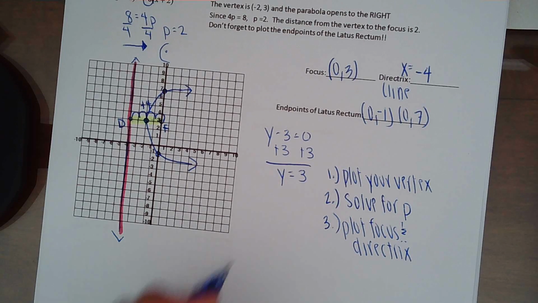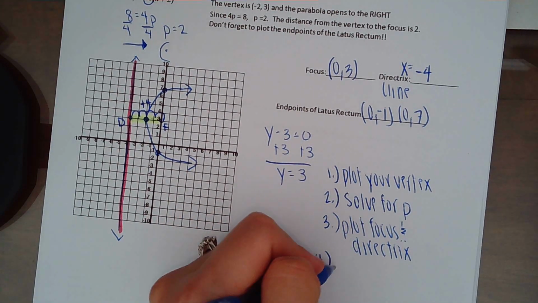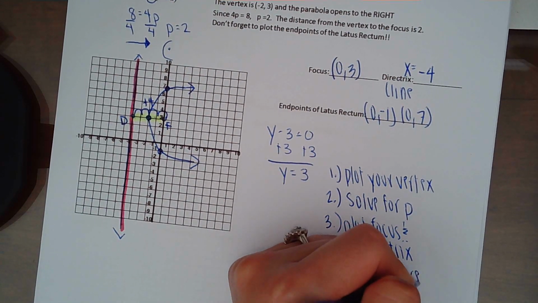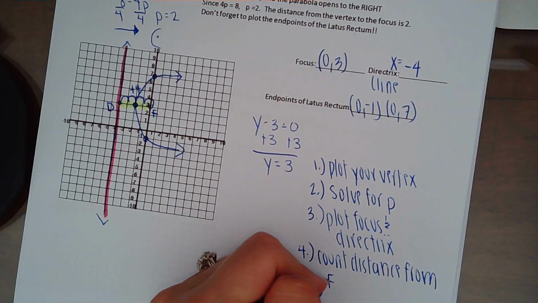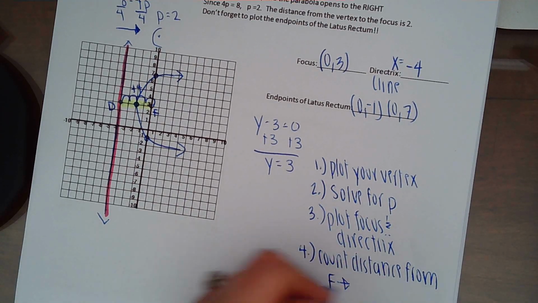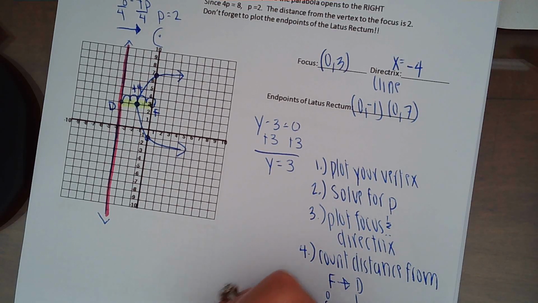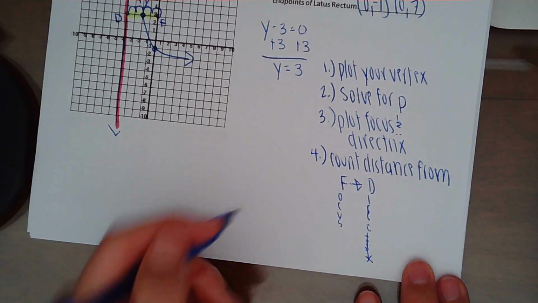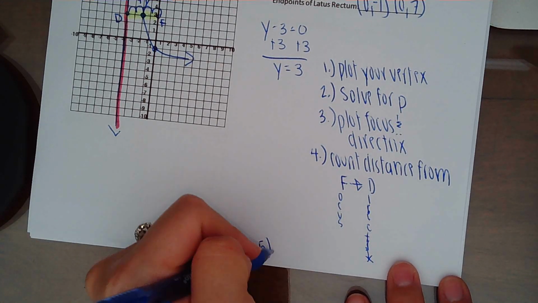And then the next thing is going to be to count the distance from my focus to my directrix. And then the last thing, which I'm running out of room here, is going to be to plot the endpoints, or plot the latus rectum.